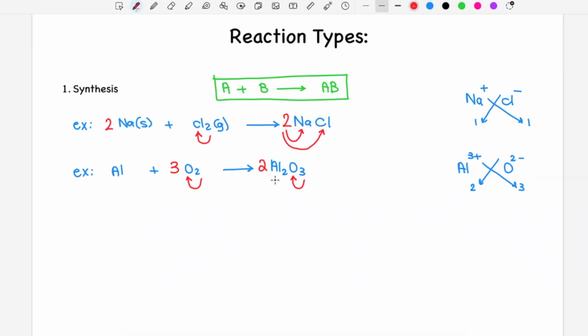And now we go to the next element, which is aluminum. Now we have 4 aluminums on the right. So we put 4 aluminums on the left, and this is how we balance this equation.